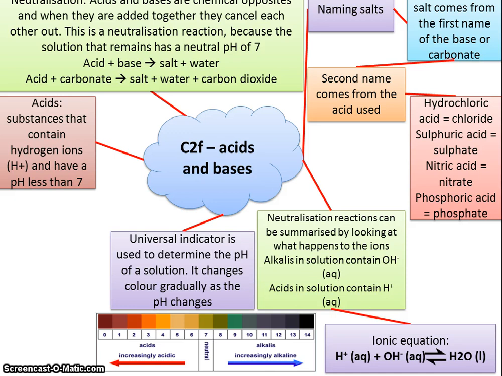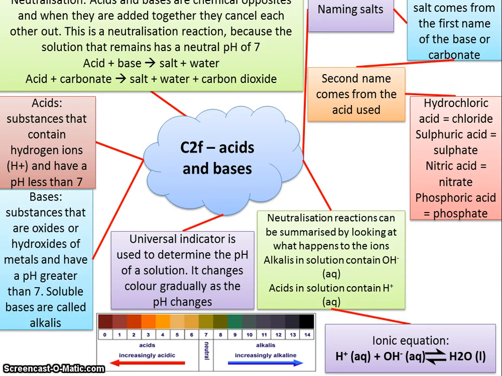So universal indicator is used to determine the pH, as we've discussed, and bases are substances that are oxides or hydroxides of metals and have a pH greater than 7. Soluble bases are called alkalis, and that's the main importance. Like I said earlier, if they are soluble, they can be called alkalis. If they are not, then they are just a base.